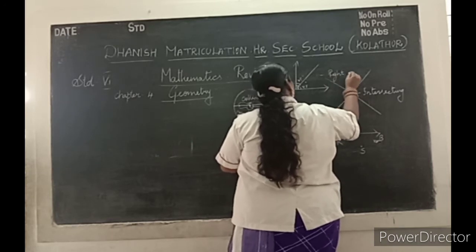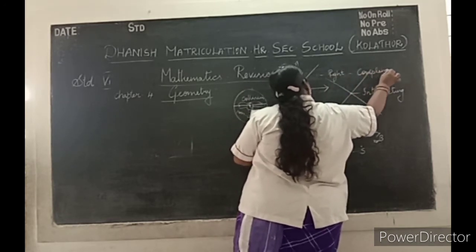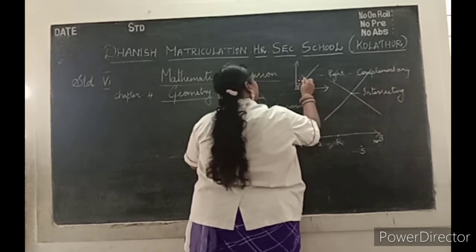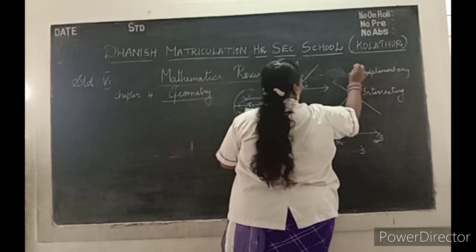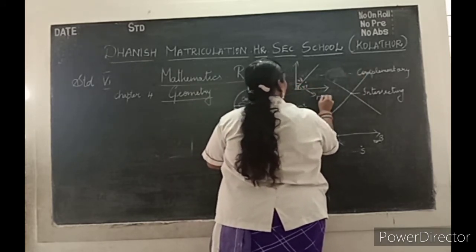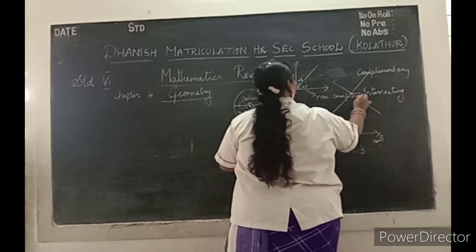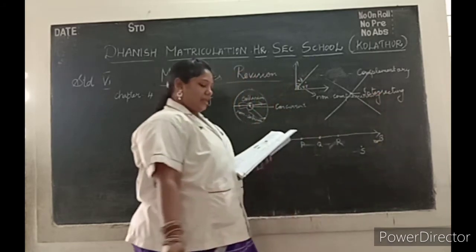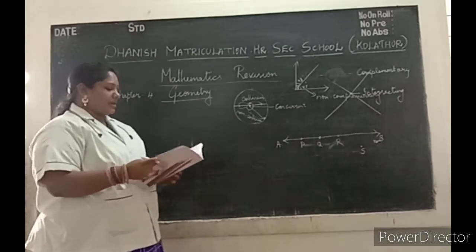So which gives exactly 90 degrees means it is complementary. If this is 43 degrees, it will not be a right angle. So you can write this as non-complementary. It is not complementary. Okay, fine.